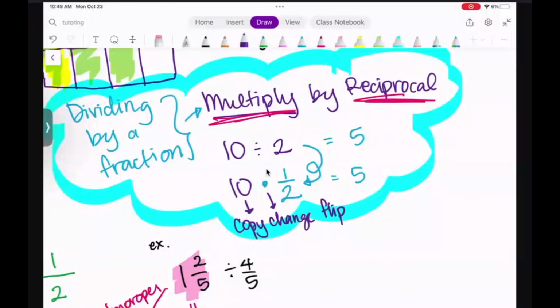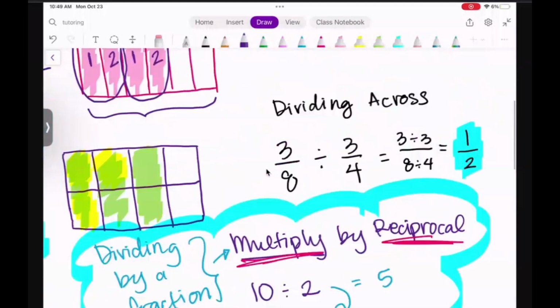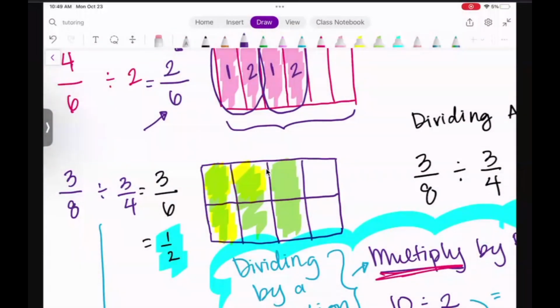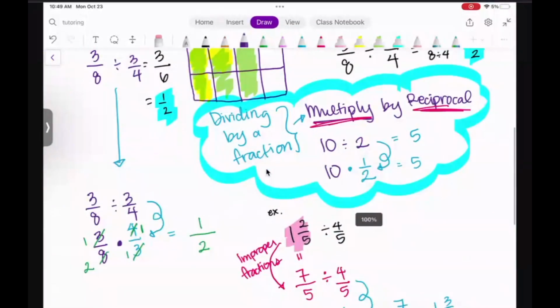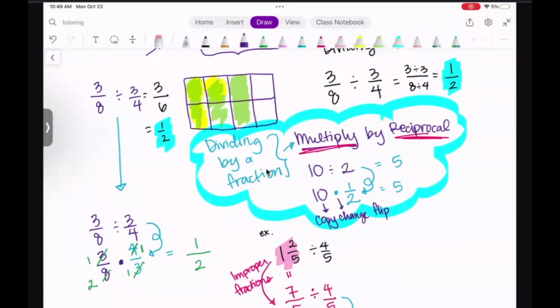And the reason why you want to use this method, and you can draw your diagrams if you want, I showed you this so that you would remember what division actually is. But you always want to remind yourself, if you don't remember anything, go back to the pictures because that will always tell you how to do that work. Okay, hope that helped.